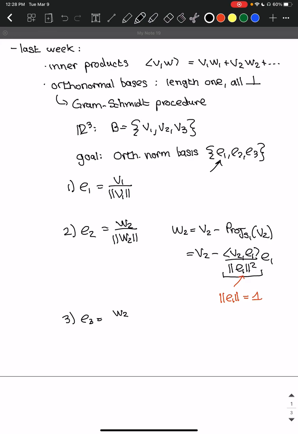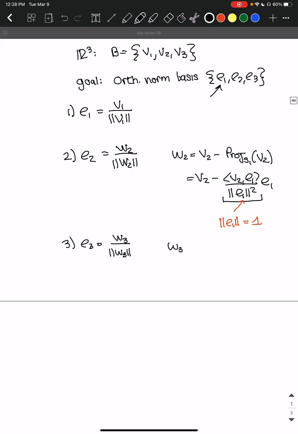This is W3 over the norm of W3. And again, we have W3 is equal to V3 minus the projection onto the two-dimensional subspace we have. And I'm projecting V3 onto it. This is literally just V3, and then I'm projecting my vector V3 onto each of my basis vectors I have in my basis, right? But now I have 2 of them. So I subtract off V3 onto E1, and I subtract off of that V3 onto E2.